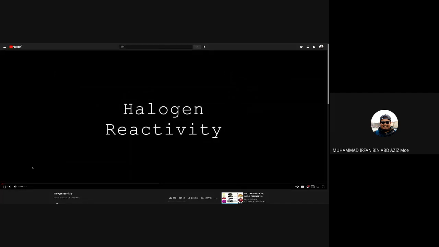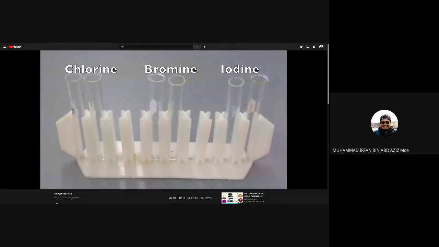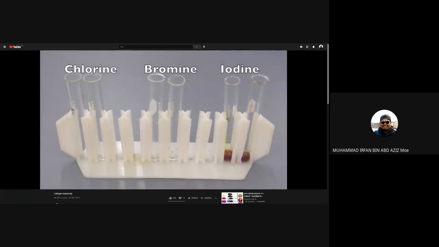Hello, welcome chemist. In this demonstration, we're going to look at the reactivity of a few of the different halogens, notably chlorine, bromine, and iodine. We're taking the elements in their elemental form, so I2, Br2, and Cl2. Each of these elements is dissolved in a little bit of water to make aqueous solutions.